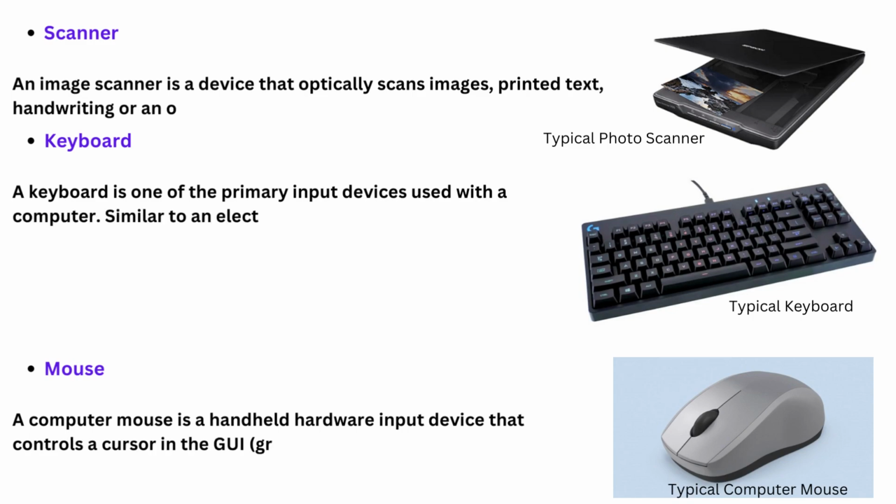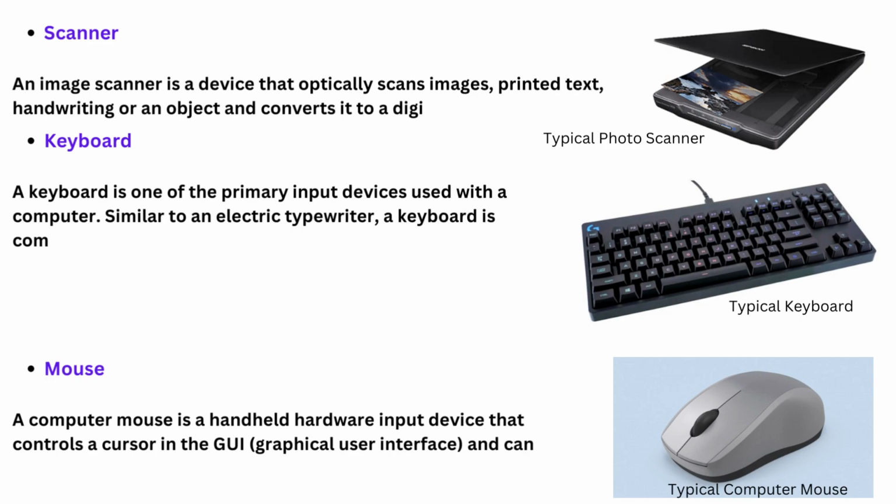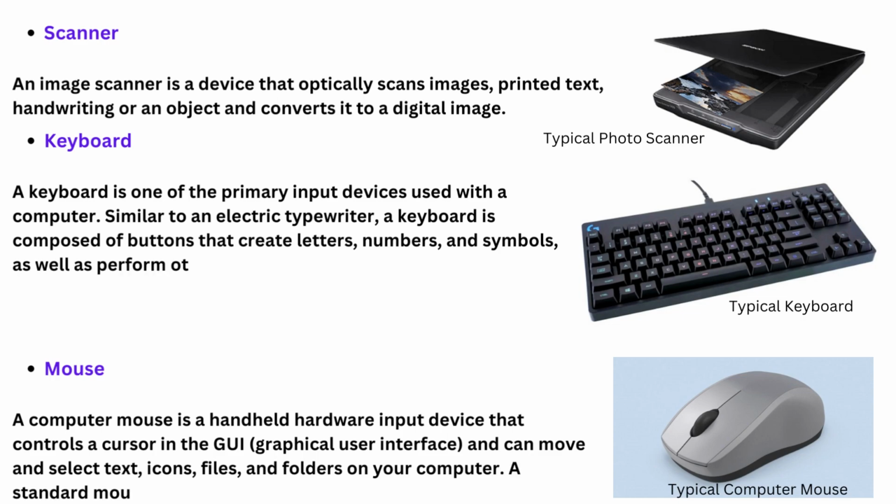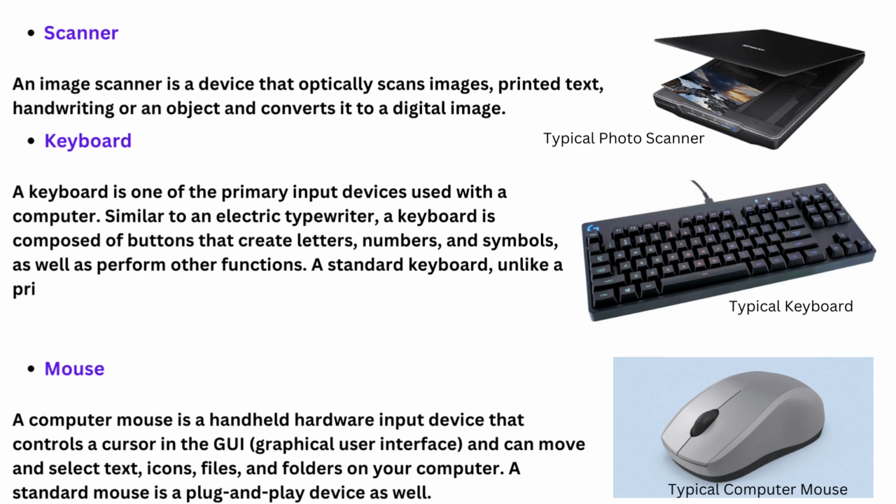A keyboard is one of the primary input devices used with a computer. Similar to an electric typewriter, a keyboard is composed of buttons that create letters, numbers, and symbols, as well as perform other functions. A standard keyboard, unlike a printer, scanner or other multifunction device, is a plug-and-play device, meaning it is automatically recognized by the operating system.